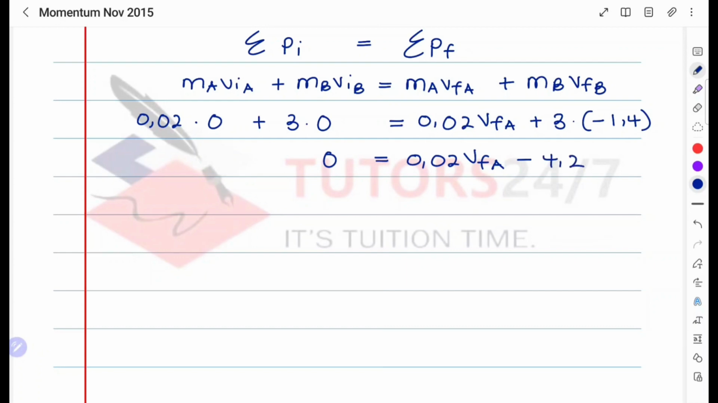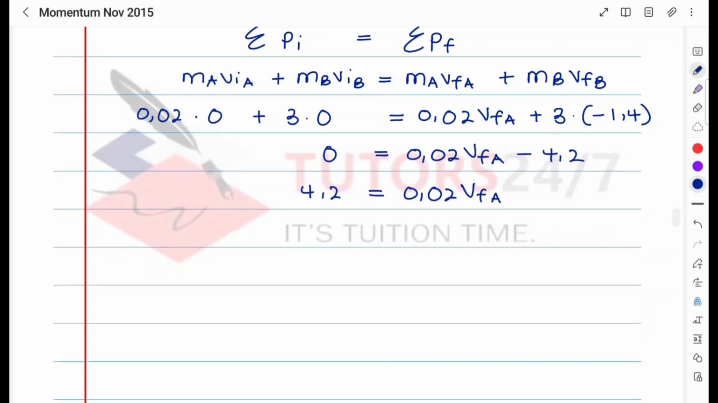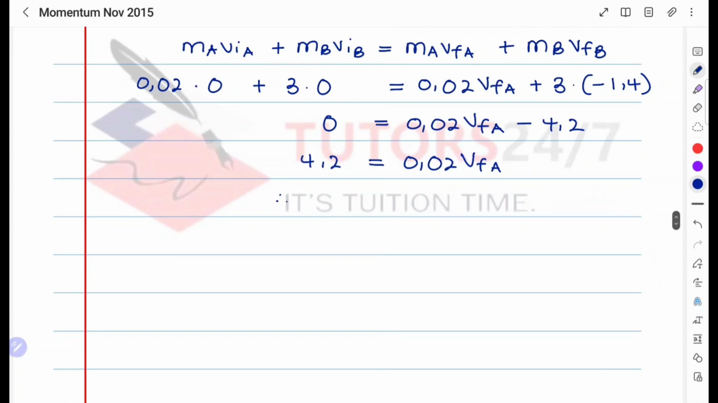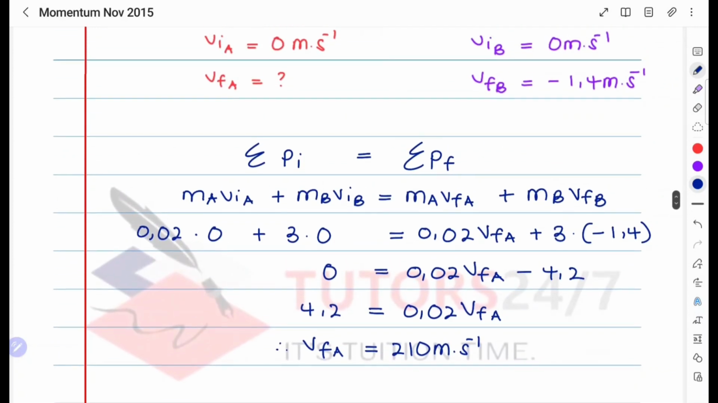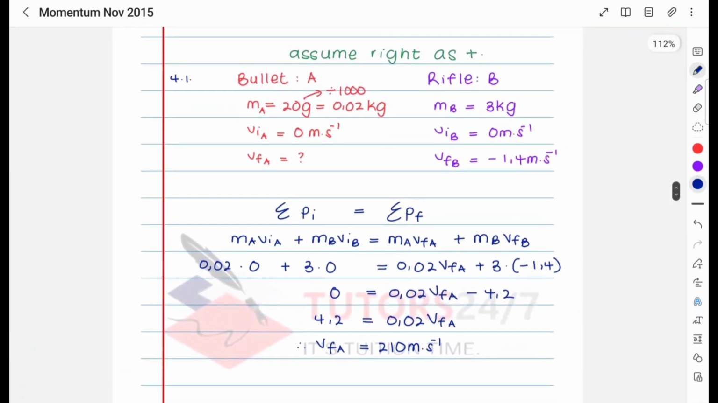Now we can take this 4.2 to the left, making it positive 4.2. From here we divide by our coefficient, so 4.2 divided by 0.02, and that gives me 210. Keep in mind we have a positive value. That means that the bullet is moving in the positive direction, or you could say forward, or you could say right. So this is the velocity of our bullet after it was fired from the rifle.